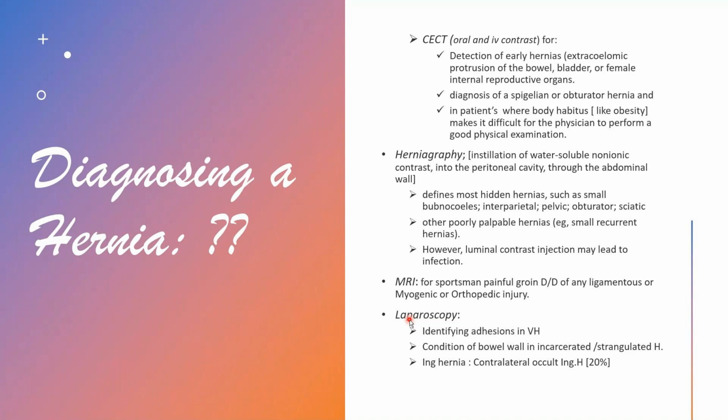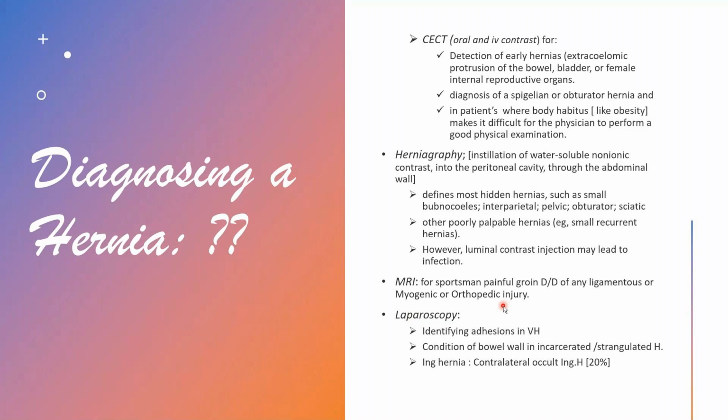The problem arises only subsequently. You operate on this patient. The hernia disappears. The patient keeps coming back to you. Look, my pain is still there. So what has happened? You have misinterpreted that hernia to be the cause of his pain, while all the time, because of heavy manual or sportsman activity, whatever he was doing, has led to a number of other problems. Example, ligamentous, myogenic, or orthopedic injuries in that patient.